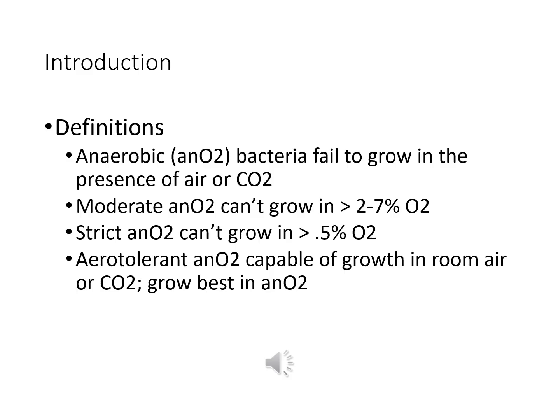All right, so the definition of an anaerobe is an anaerobic bacteria that fails to grow in the presence of air or carbon dioxide. A moderate anaerobe can't grow in anything greater than 2 to 7% oxygen. A strict anaerobe can't grow in anything more than 0.5% oxygen. Some anaerobes are considered aerotolerant because they are capable of growth in room air and carbon dioxide, but will grow best in anaerobic conditions.